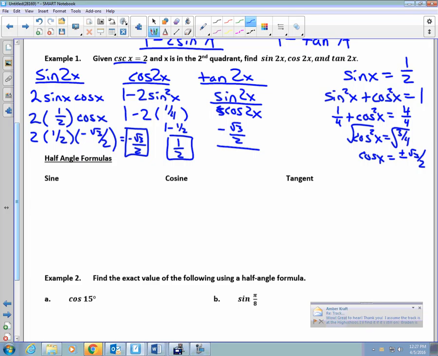Divided by 1 over 2. As Kelsey said, I multiply by 2. I get negative root of 3.